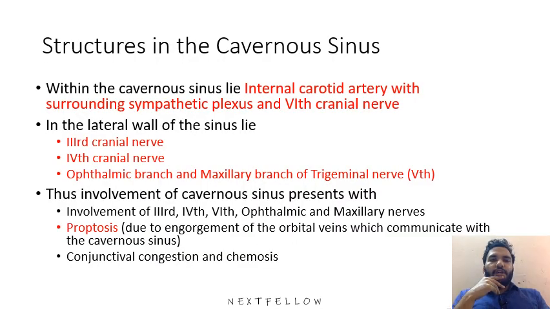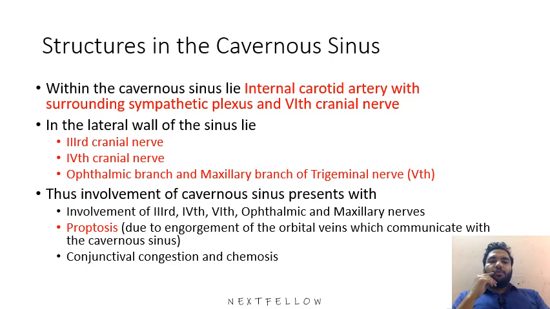So structures in the cavernous sinus. Within the cavernous sinus there is the internal carotid artery with surrounding sympathetic plexus and the sixth cranial nerve. In the lateral wall of the sinus lie the third nerve, fourth nerve, fifth nerve, ophthalmic and maxillary branch, and thus involvement of the cavernous sinus presents with involvement of the third nerve, fourth nerve, ophthalmic and maxillary branches of the fifth nerve, and sixth nerve.